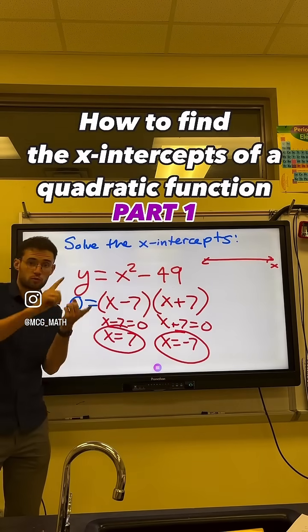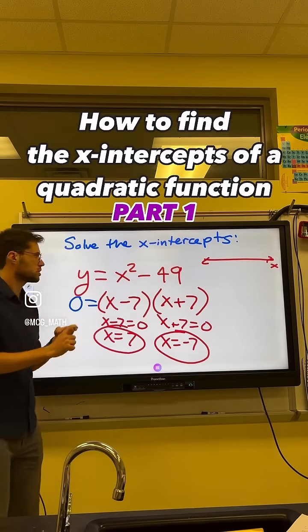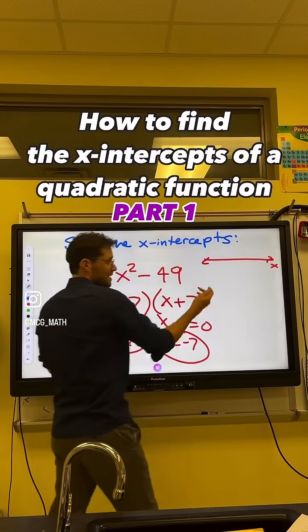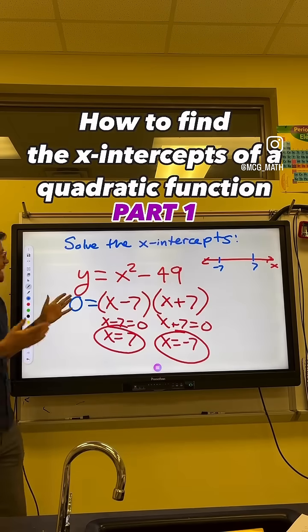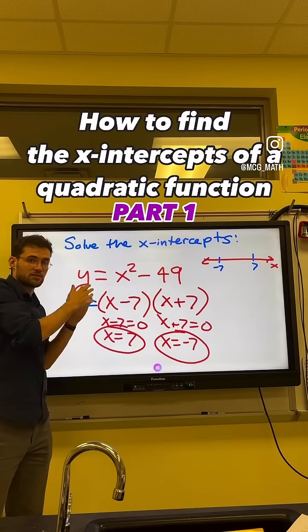Sometimes you'll hear them called roots or solutions or zeros. And if you graphed it, one of them is 7 to the left of the y-axis, one of them is 7 to the right. In this case, our x squared term is positive, or you could say it's a positive a value.